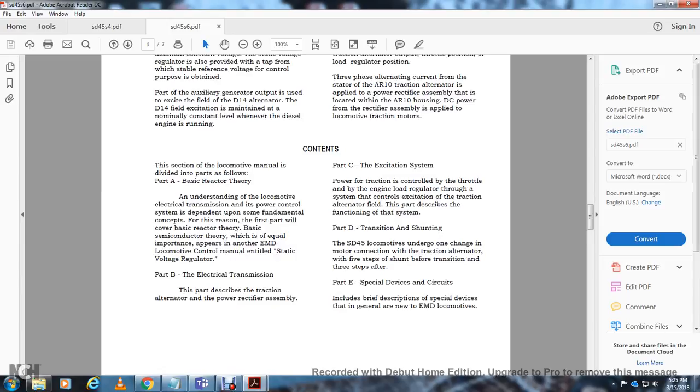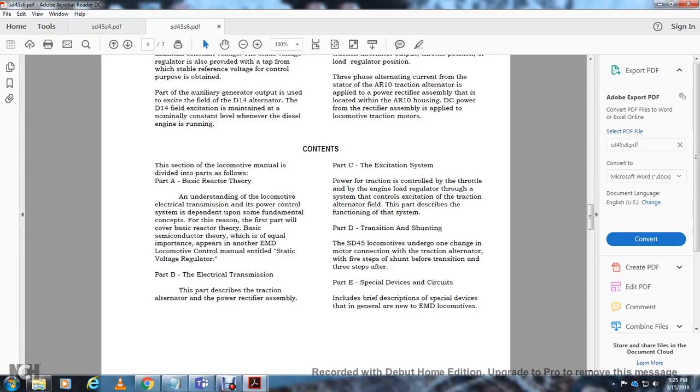Part A covers the basic reactor theory, the understanding of the locomotive electrical transmission power control system. It gives the fundamentals and the concept of the first part, covering the basic reactor theory and semiconductor theory, and their importance, along with another electric motor division locomotive control manual entitled static voltage regulator.